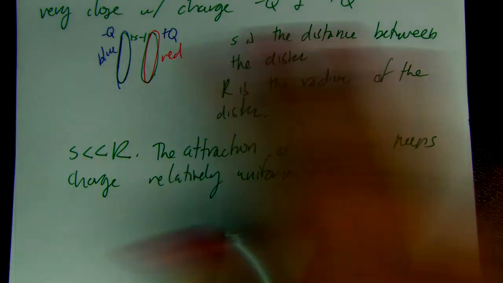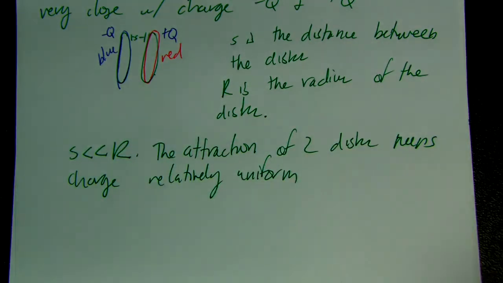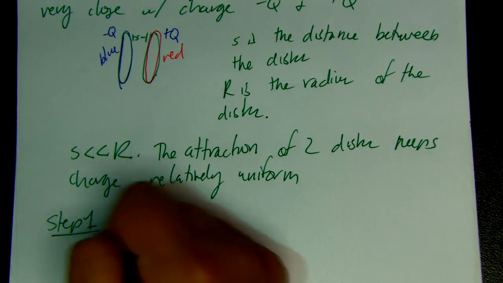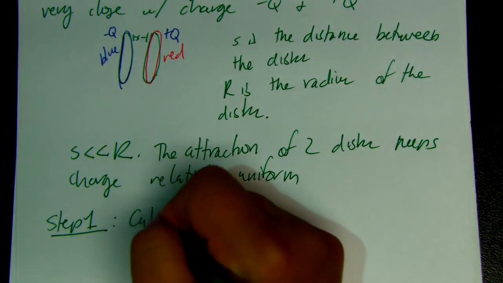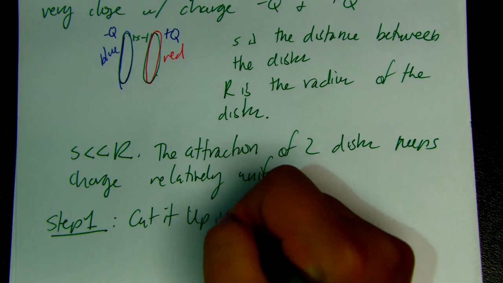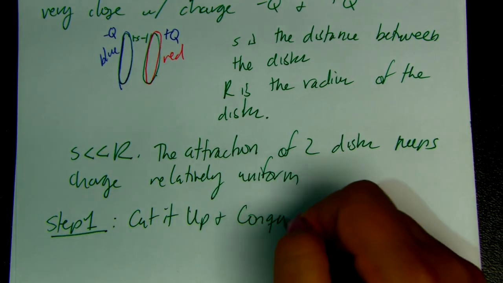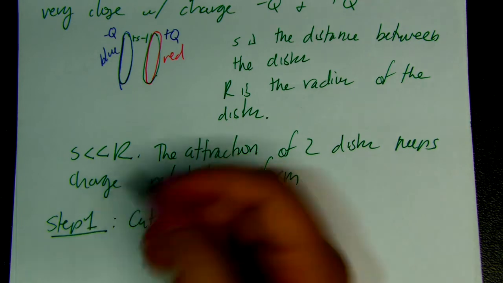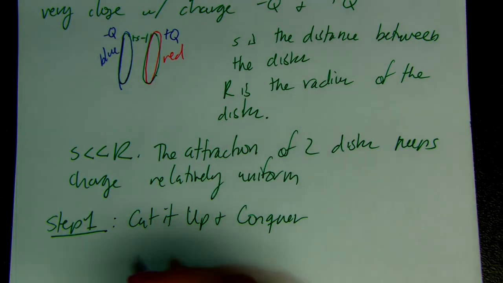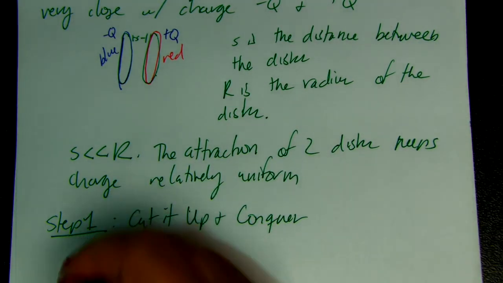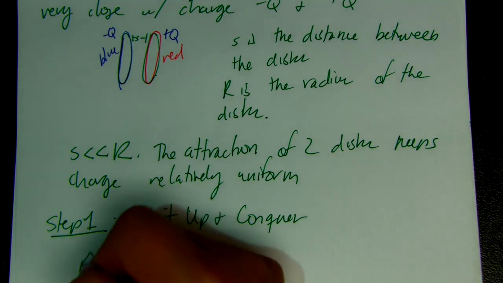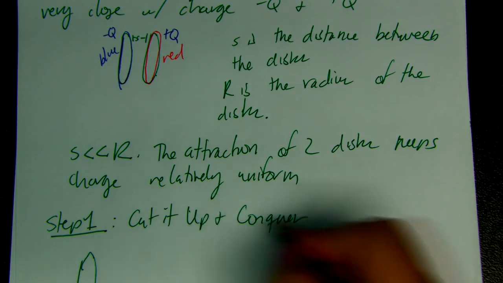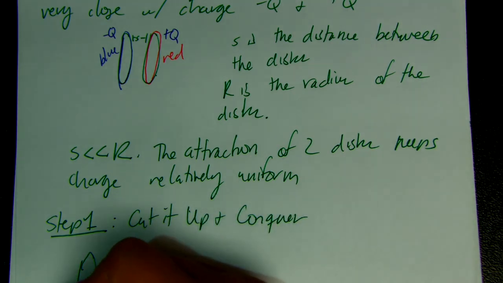All right, so let's look at how to calculate this field. And we're going to do the same method we've been doing all along. So step one, we're going to cut it up and conquer it. I mean, physics is epic after all. All right, so we know how to calculate the field of a disk, so we can use this. We're going to look at three spots, and we're going to use the pieces to just be our disks.